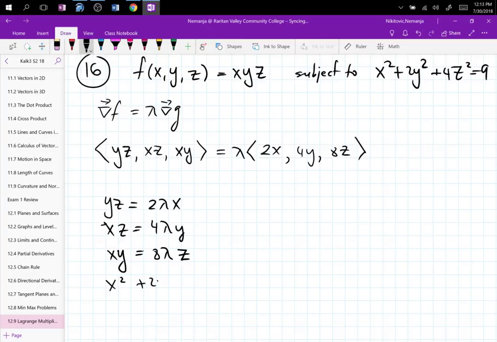No, we substituted. We substituted. I was able to isolate the y squared and the 4z squared to z. Yeah. Oh, I cancel z.